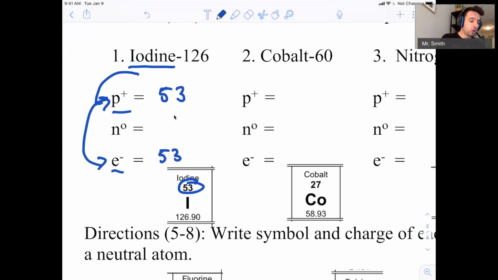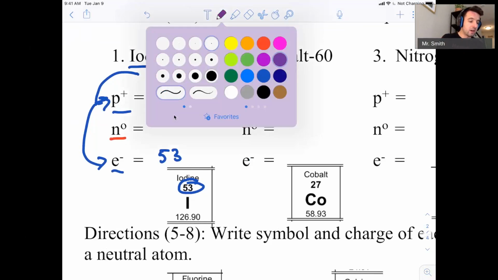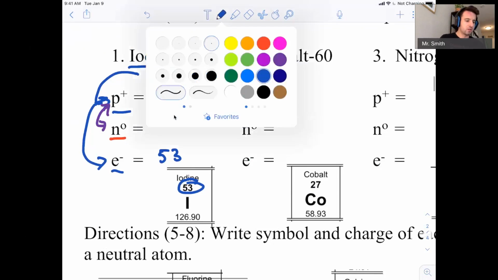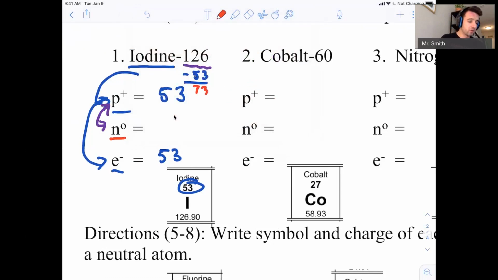Now, for neutrons, I'm going to put that in red. Just remember here that this 126 is our atomic mass. Atomic mass is a combination of protons and neutrons. What this means is that if we have 53 protons, we can just subtract that from 126, and that'll give us the number of neutrons. Doing some quick math, 126 minus 53, I'm pretty sure that's 73? So 73 is going to be my number of neutrons.